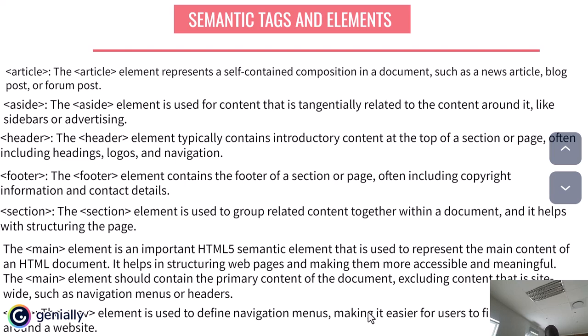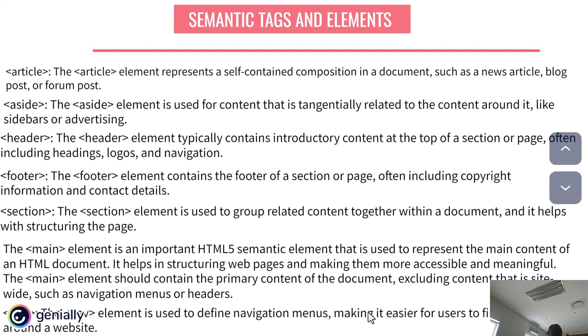An article element represents a self-contained composition in a document, such as a news article, blog post, or forum post. Let me read that again. The article element represents a self-contained composition in a document, such as a news article, a blog post, or a forum post. Who has an idea what I'm saying here?